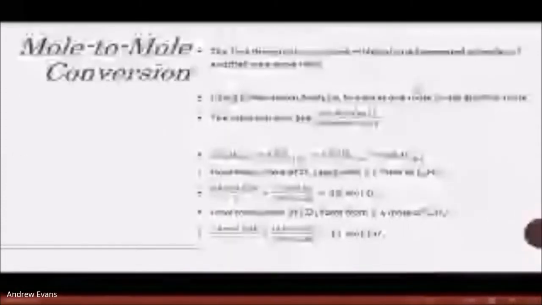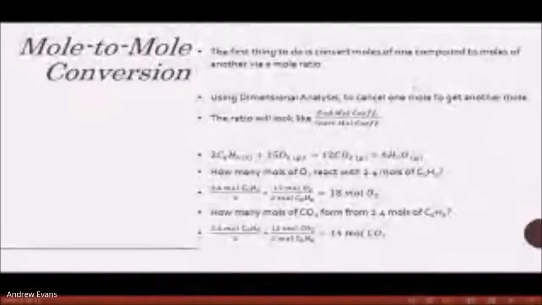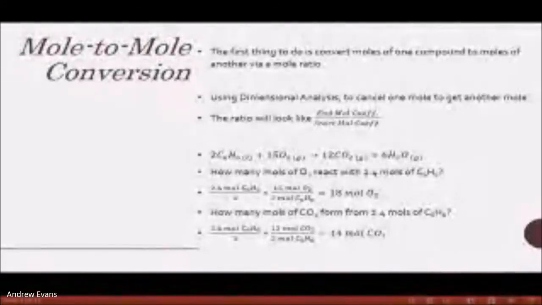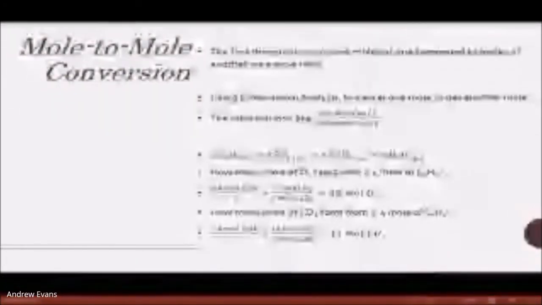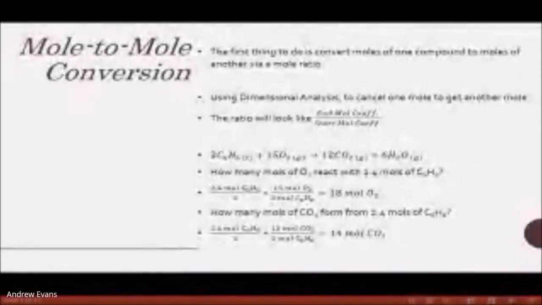Now, the first thing we will need to do is convert moles of one substance to moles of another using a mole-to-mole conversion. We're going to use dimensional analysis to cancel things out, but what we need to use is the coefficients on a given equation. So you have to be able to balance an equation. If the equation's already balanced, you're good, but each equation is going to have a different mole-to-mole ratio. So you have to look to the equation itself in order to answer your question. Now, I'm not going to go to the doc cam here because it's already nicely worked out here.